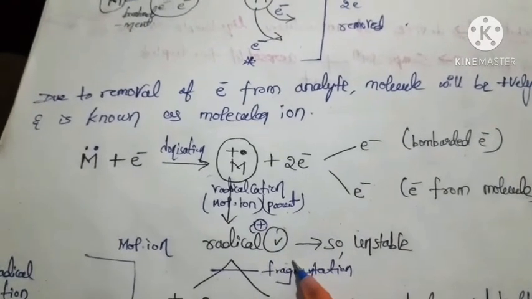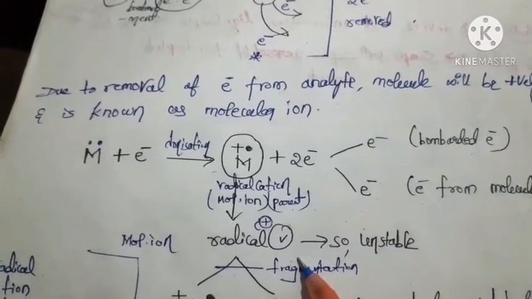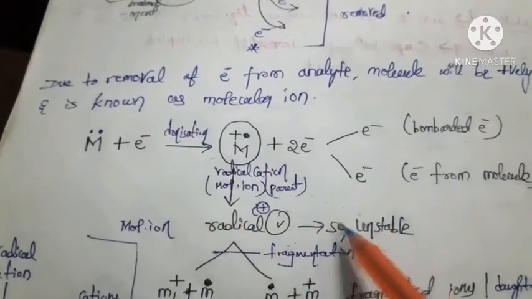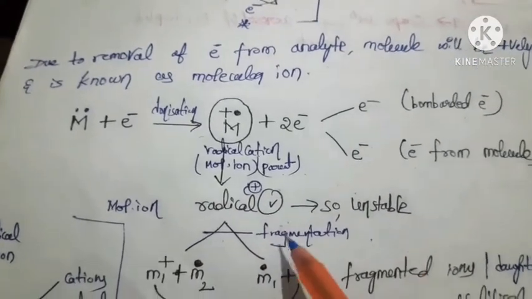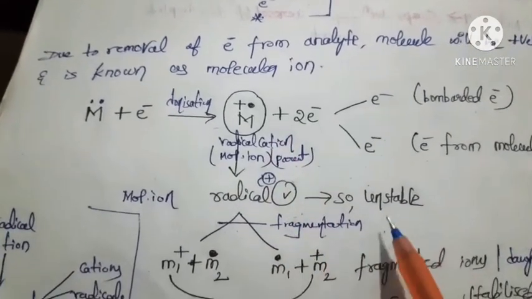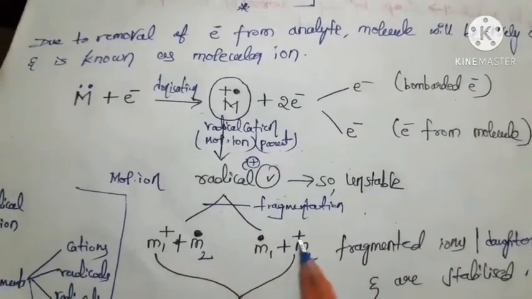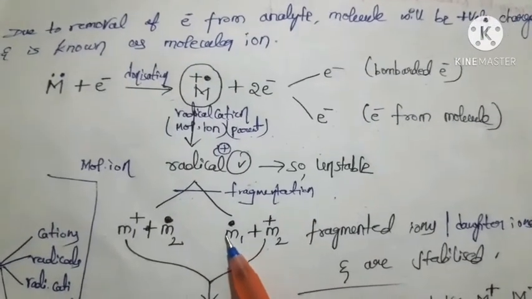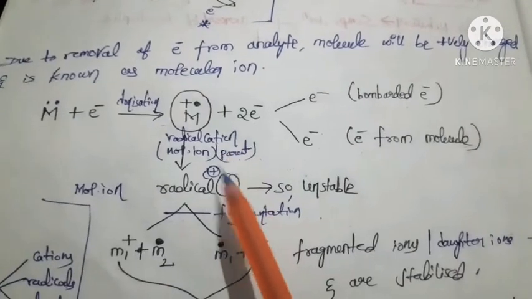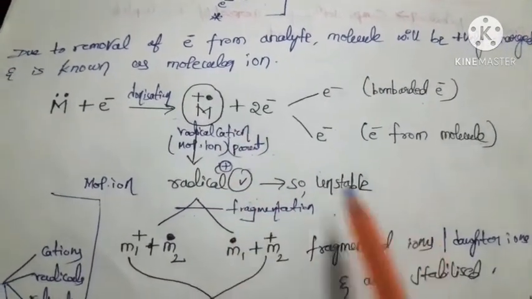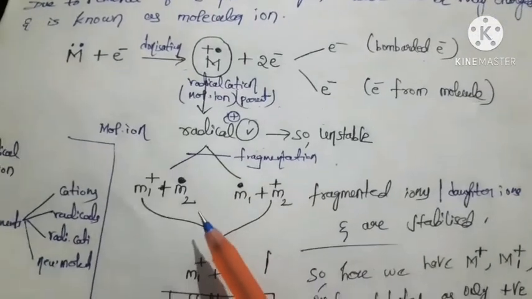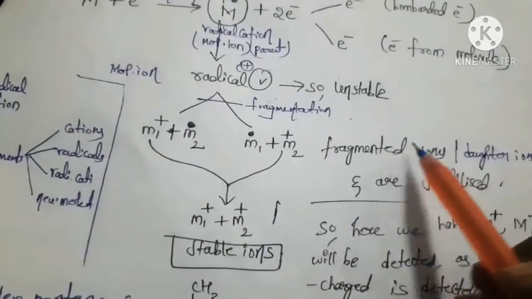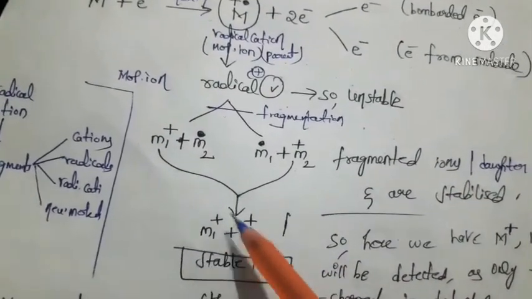We know radical species, or the atoms or molecules which contain radicals, are highly unstable, no? So this is highly unstable, and fragmentation will occur and fragment ions are formed. These fragment ions can also be called daughter ions. The radical cation is unstable, but these fragment ions, or daughter ions, are stabilized. That means these are stable. Finally, these are the stable ions, friends.